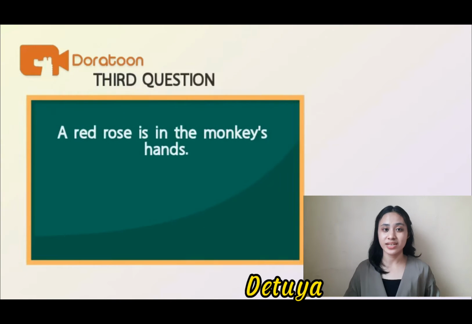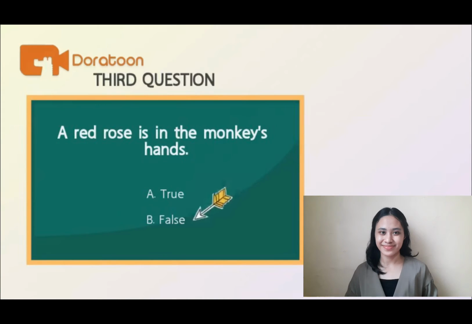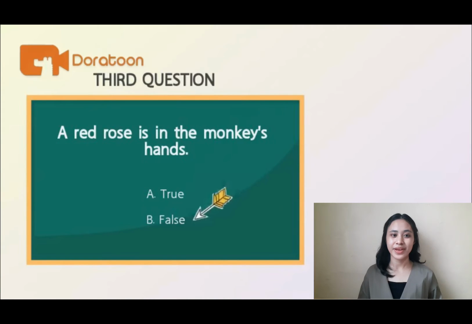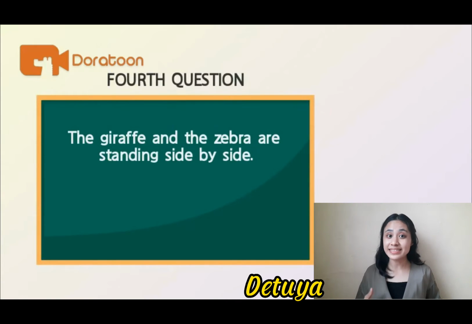Third question. A red rose is in the monkey's hands. The answer is false. Fourth question. The giraffe and zebra are standing side by side. The answer is false.